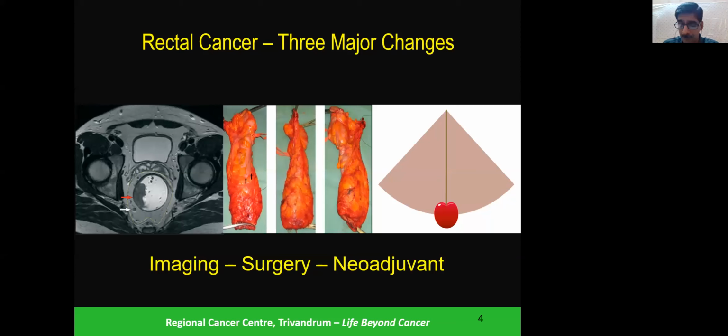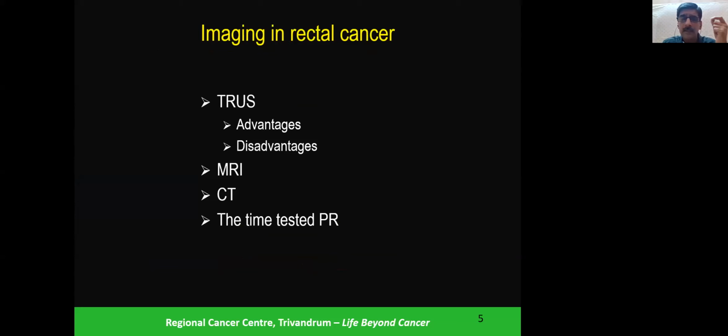Let me start with imaging for rectal cancers. Now, if you look at various modalities of imaging available for rectal cancer imaging, it starts with transrectal ultrasound, MRI, and CT scan. And don't forget the time-tested per rectal examination.